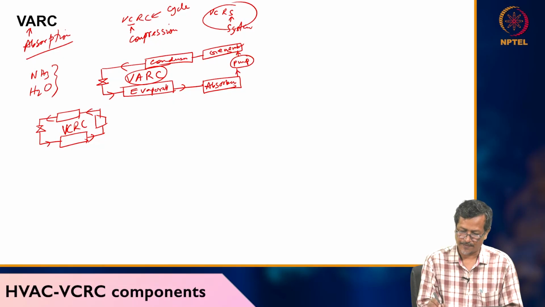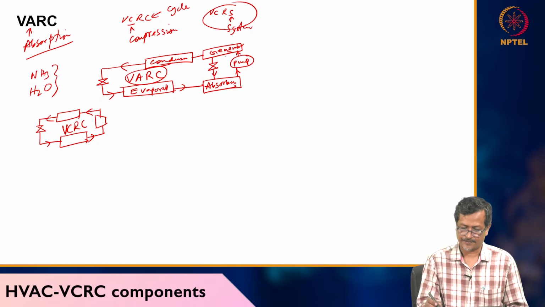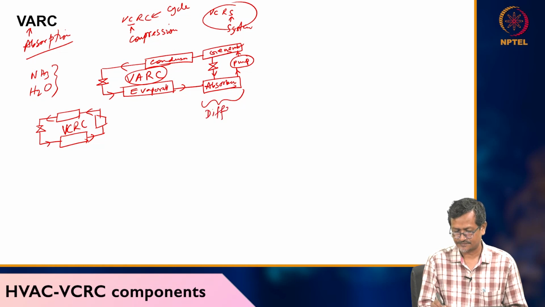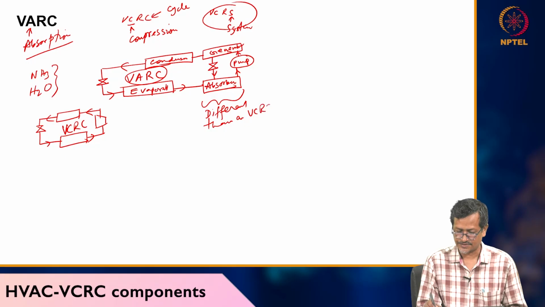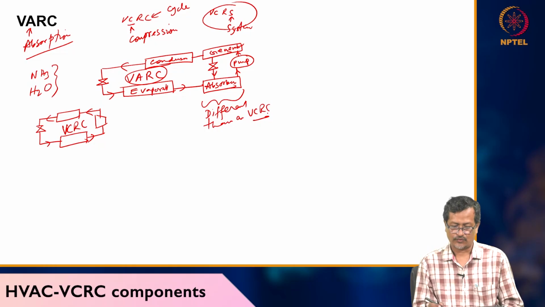Okay, fluid will be pumped to the generator, and from the generator one throttle valve will be coming to the absorber. So you can see this right side part is different than a VCRC. Now, how will this ammonia and water refrigerant work?